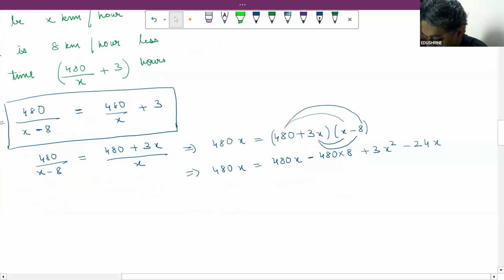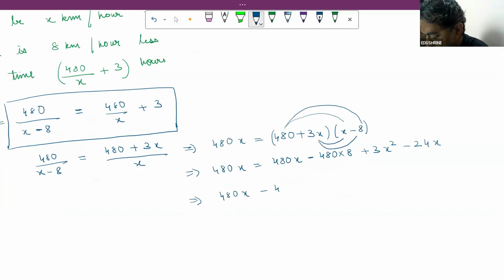Correct? Now what happens? I take everything on my left hand side. So 480x minus 480x. What is 48 into 8? Let me quickly calculate what would be 48 into 8. 48 into 8 is 384. So this value would be plus 3840. Plus 3x square comes here, becomes minus 3x square. Minus 24x comes here, becomes plus 24x equal to 0.